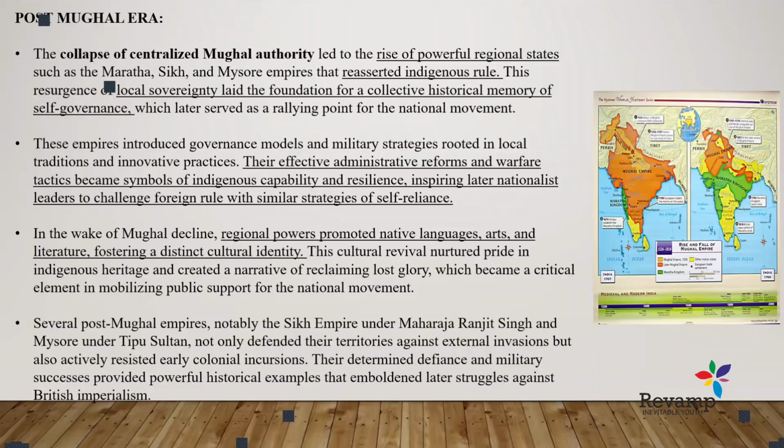As we discussed in the previous class, the Mughal Empire was not regional based; it was more centralized, and it also had an identity of Persian and Afghan heritage. But after the downfall of such a powerful empire, the regional powers promoted the native languages as the indigenous identity.